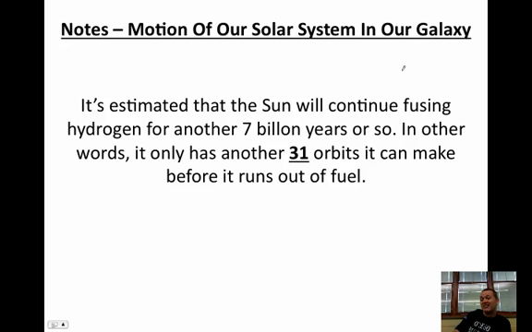So if we take the current estimates by people that are studying this stuff, we're looking at about 7 billion years before the sun's energy will burn itself out and we'll no longer have a sun, at least in the form in which we currently know our sun to exist. Which means we have 31 more opportunities for the sun to go around the central bulge of the Milky Way galaxy.